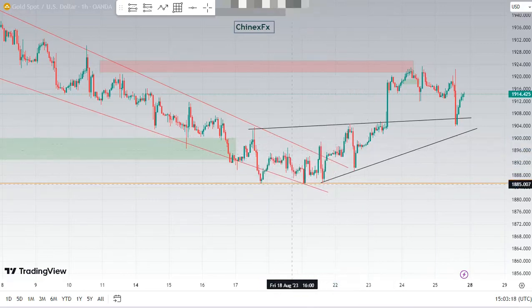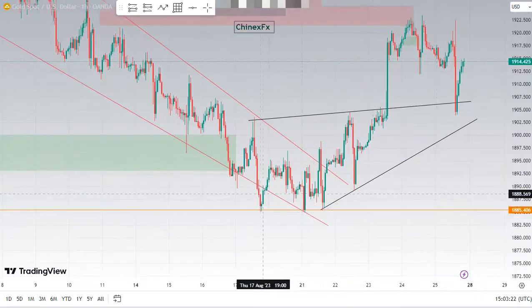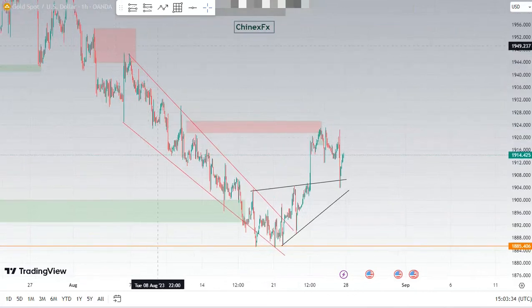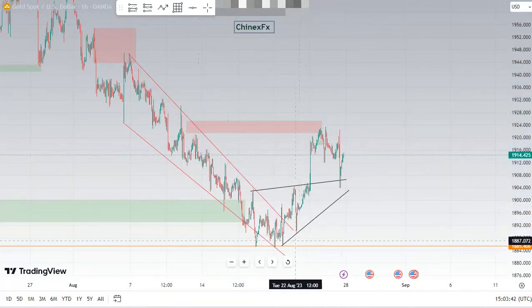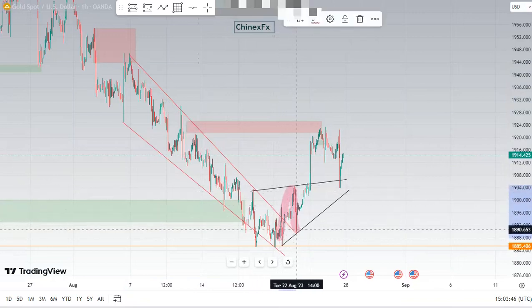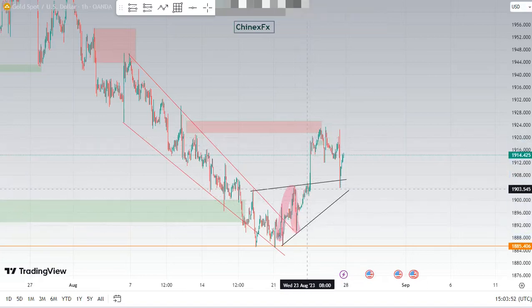So that is very much expected, as said. So what can we expect from here? Price left this descending channel pattern. If you can see this descending channel pattern here, price broke out of the channel, and after mitigating the channel, price began to rally up to the upside.